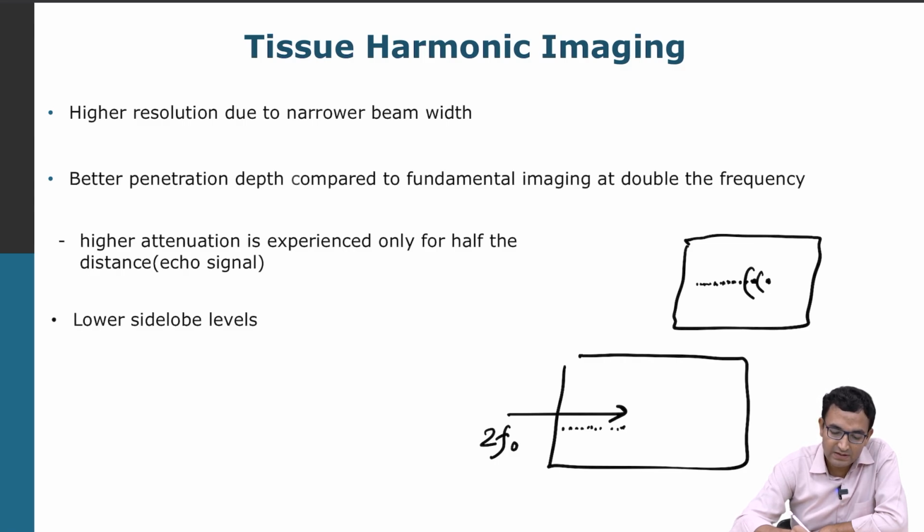Okay? So now if it scatters from a target and it comes back, only in the receiving mode, or only in the path back, it will experience high attenuation. The beam which is transmitted is an F0 beam, the received beam is a 2F0 frequency beam. This is an approximation, but nonetheless what you see is that there will be lower attenuation compared to if I simply use 2F0 frequencies. I hope that makes sense.